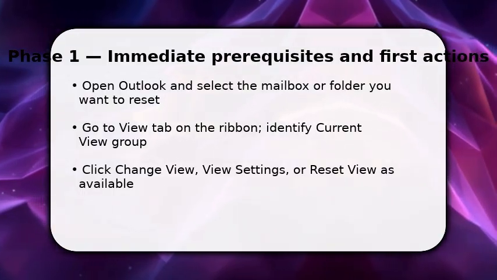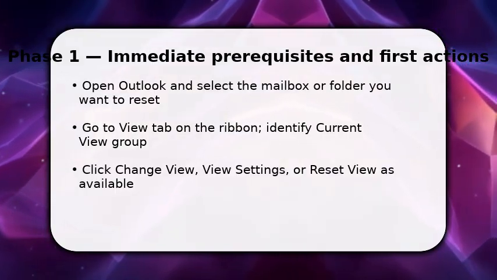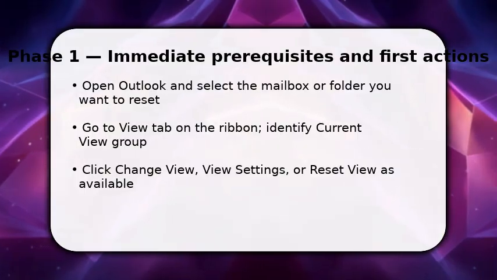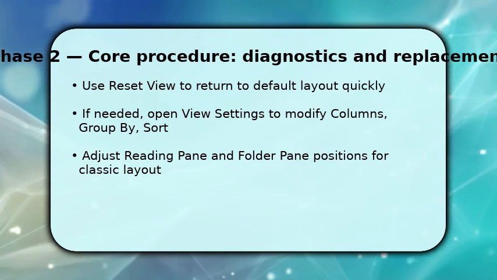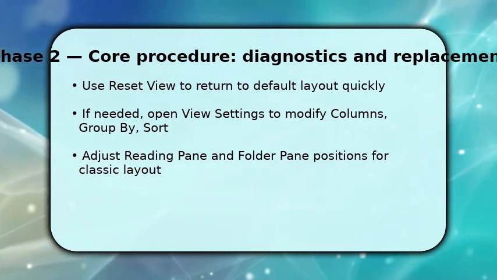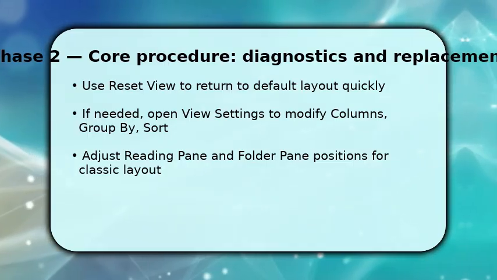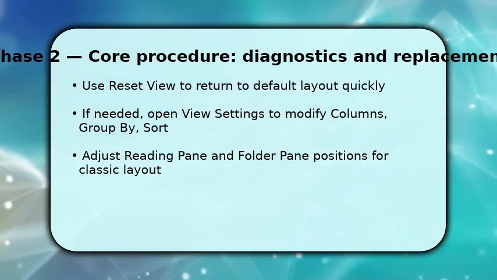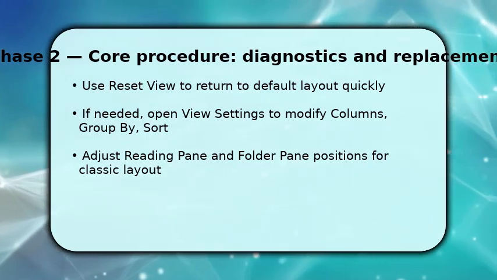Click to reveal options. This step tells Outlook which folder layout to target, so make sure the correct folder is highlighted before continuing. Once you've opened the View menu, click Reset View to immediately revert to Outlook's default layout for that folder. This resets sort, groups, and columns. If results aren't exact, choose View Settings to manually set columns, sort, and group by back to defaults.